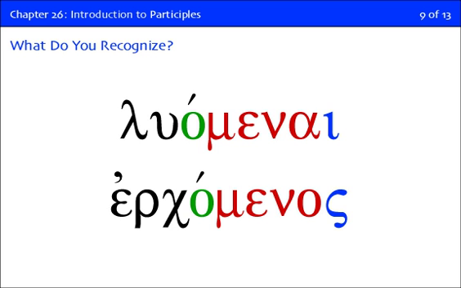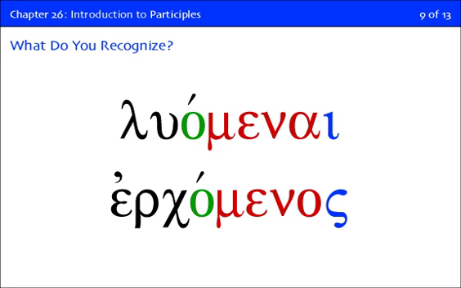Okay, here's a couple of other forms. Luomenai. What's different? Okay, it's a middle passive, isn't it? It's still formed off of the present tense stem, and in the present tense, middle and passive are identical, right? You have the men, so you know you have a middle passive participle morpheme, but your ending is alpha iota, so you know that it's nominative plural feminine. So luomenai is a present middle passive participle.